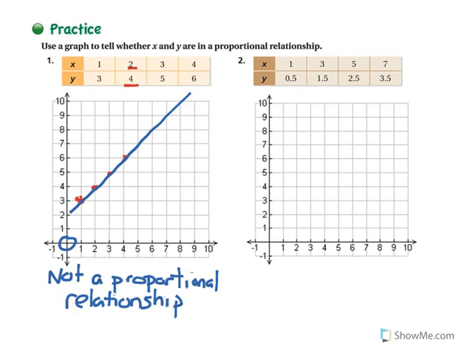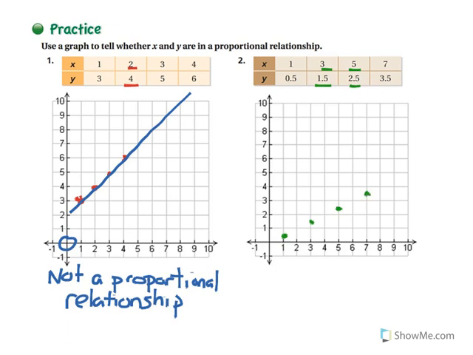For over here, for number 2, I go over 1, and then I go up 0.5. And then I go over 3, and I go up to 1.5, which is right here. Then I go over 5, and I go up 2.5. And then I go over 7, and I go to 3.5.